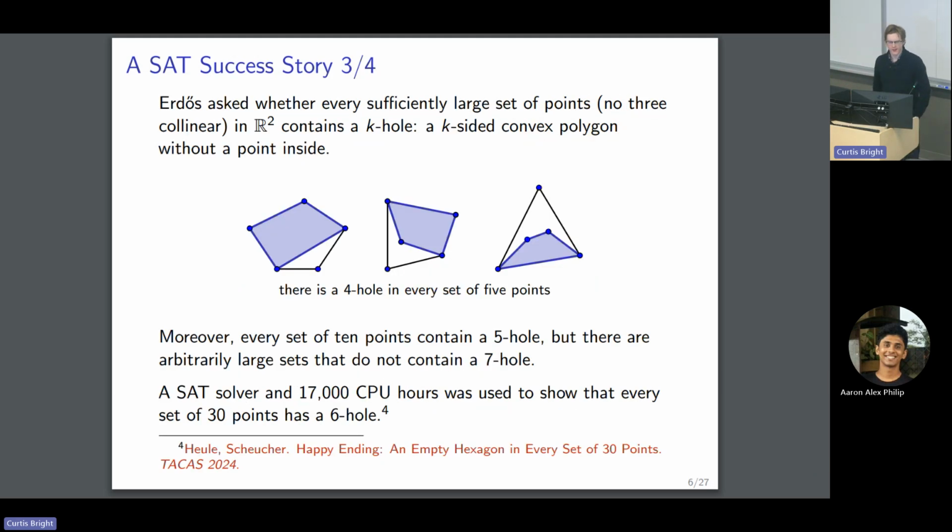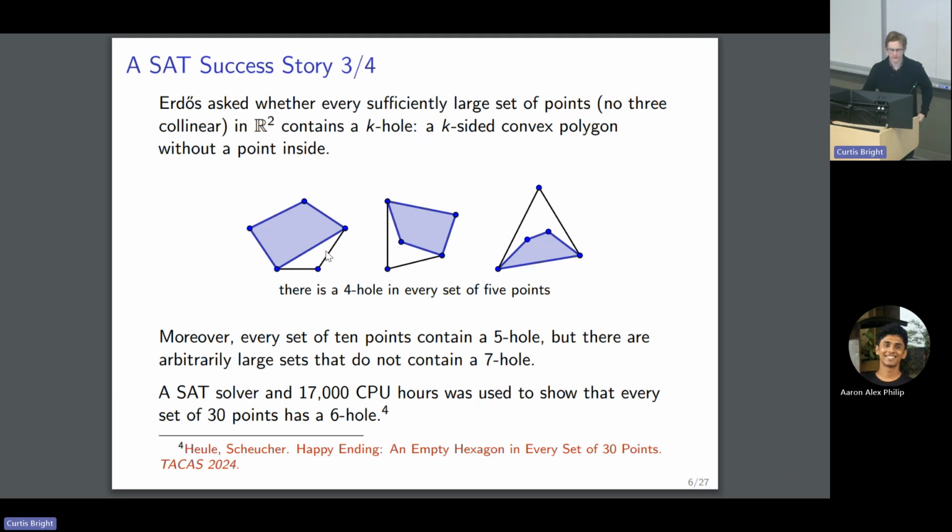Here's another one. Again, that's kind of a geometry problem. This is a question of Erdos. So here, Erdos asked if you have a large set of points in the plane, we're going to say that no 3 points are on the same line. So you have a bunch of random points in the plane. Is it necessary that there must exist a k-hole, right? A k-hole is a convex polygon that doesn't contain a point inside of it.